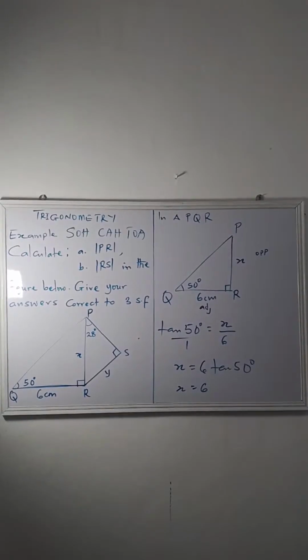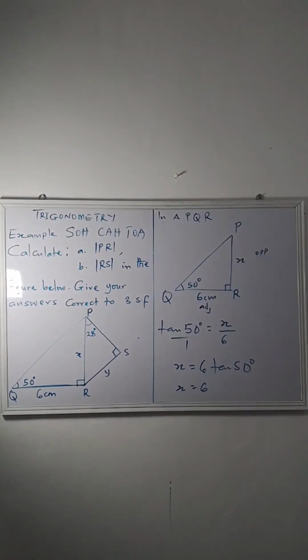Right? Check your four-figure table and let me know what you have for tan 50. Tan 50. So what do you have? It's tan 50.